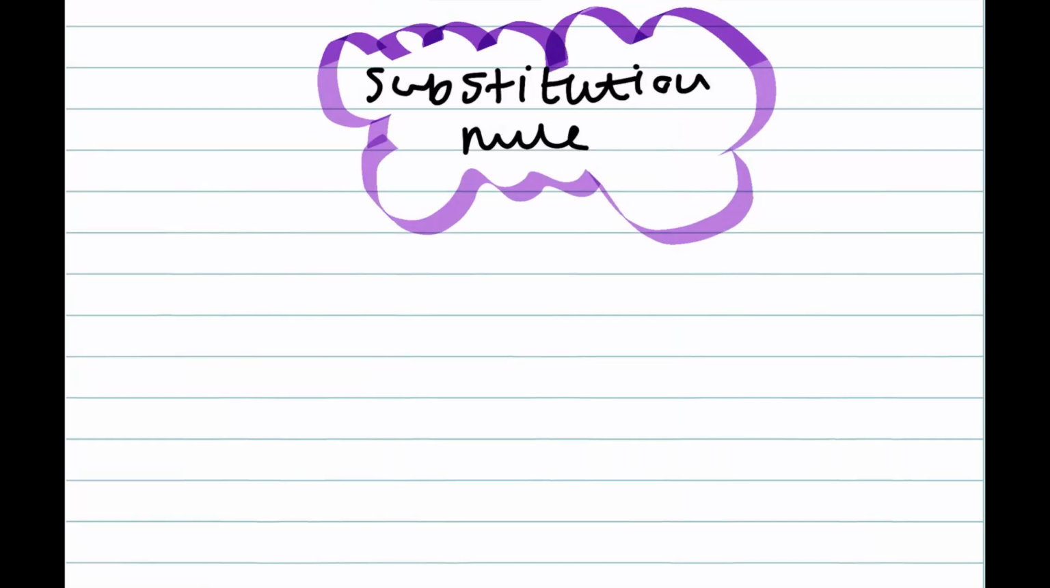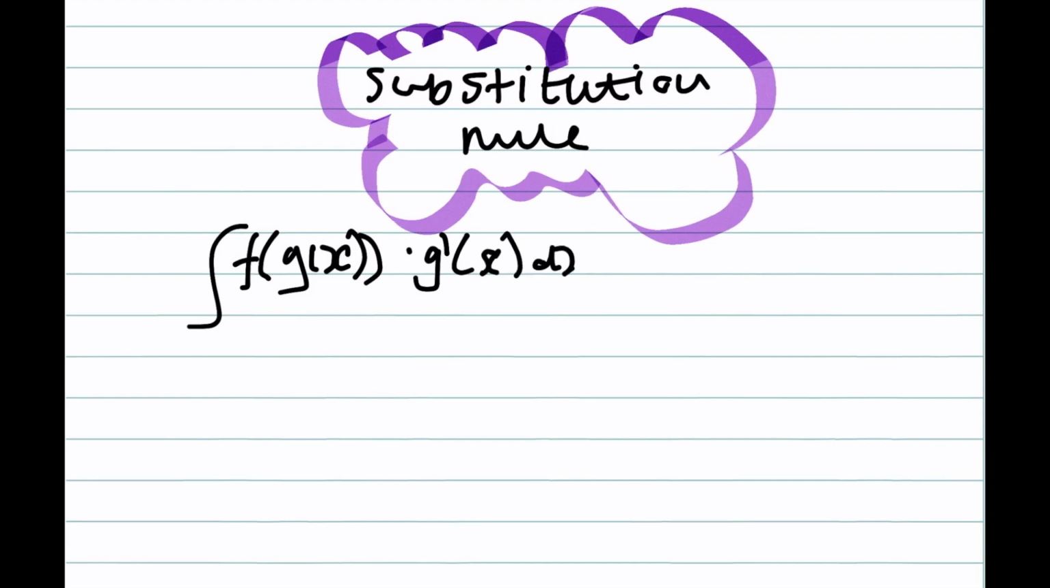We'll be using the substitution rule in integration to solve for more complicated integrals. So we have an integral with a composite function. Say we have f, and then our inner function is g of x. When we have an inner function like this and we want to take the derivative, we have to have g prime x dx here, using the chain rule.